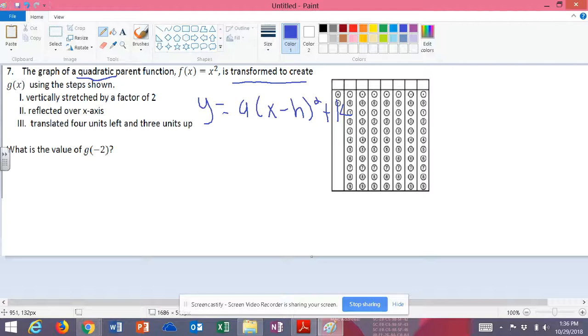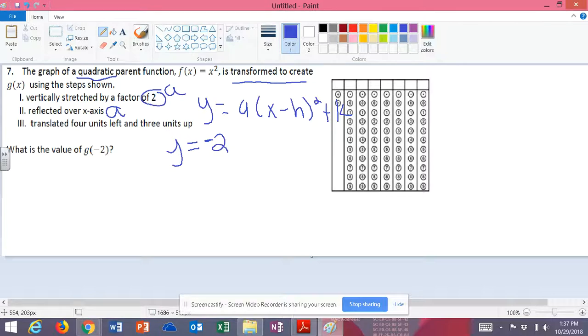And then we need to apply those transformations. So here in step 1, it says that it's vertically stretched by a factor of 2. A vertical stretch is going to affect your a value. So that a value is now going to become 2. So instead of y equals a, we're going to have y equals 2. The next step says that it's reflected over the x-axis. That's also an a value change. A reflection means that our graph is now going down. So I'm going to put a negative sign in front of the 2 because that indicates a reflection.